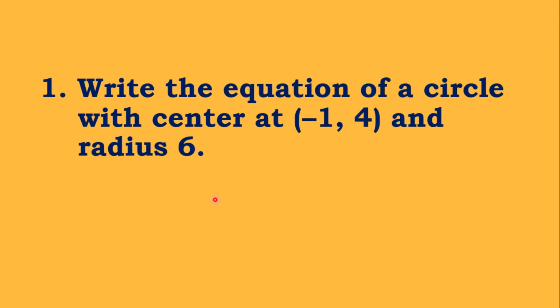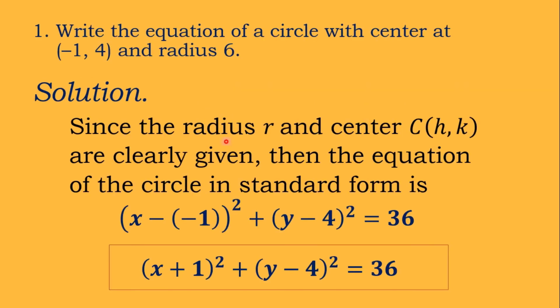Number 1, write the equation of a circle with center at (-1, 4) and radius 6. Since the radius r and center (h, k) are clearly given, then the equation of the circle in standard form is the quantity (x minus -1) squared plus the quantity (y minus 4) squared equals 36. Finally, we have the square of the quantity (x plus 1) plus the square of the quantity (y minus 4) equals 36.